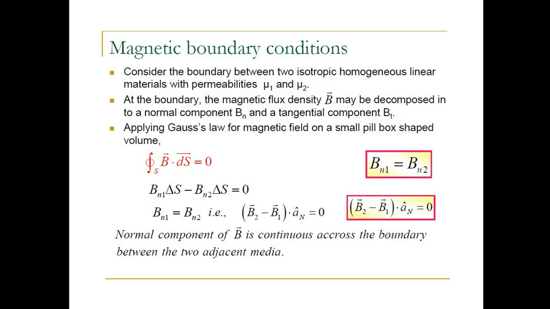It means in case of boundary condition, the magnetic flux density is continuous at the boundary. The normal component of B is continuous across the boundary between the two adjacent media. So from that we have described this situation. Okay, so let's go to the next slide.